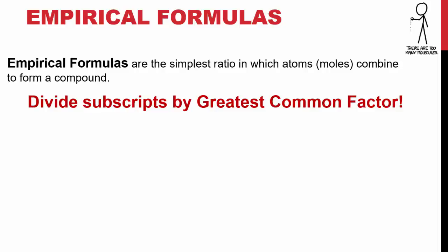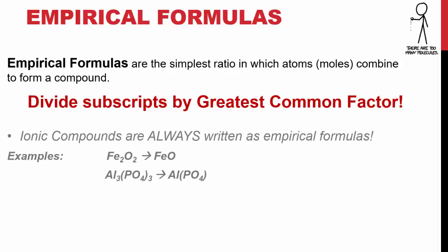So the first thing is an empirical formula, which we learned in bonding, is the simplest ratio in which atoms or moles combine to form a compound. This means that you're always going to divide the subscripts of the elements that you have by the greatest common factor. So what does this mean? Let's look at some formulas.